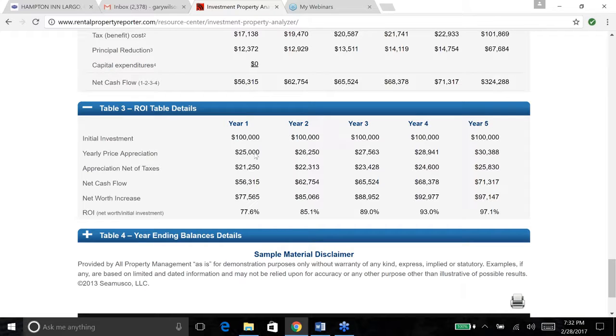So let's see, what would that be? No, that would be more. Would that be 4%? I think it would be 4%. I can't remember. In any case, appreciation net of taxes. In other words, you've got to pay taxes on that. So the net difference is left you with $21,250.